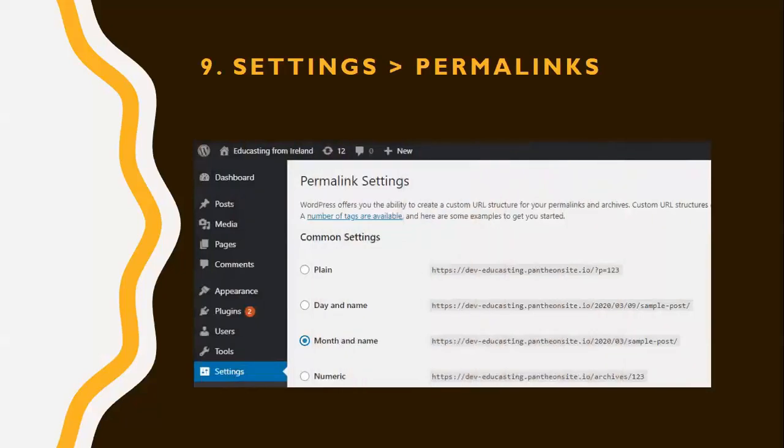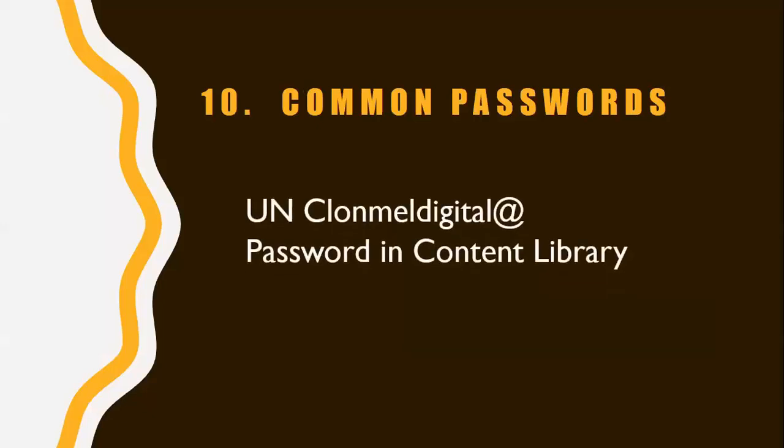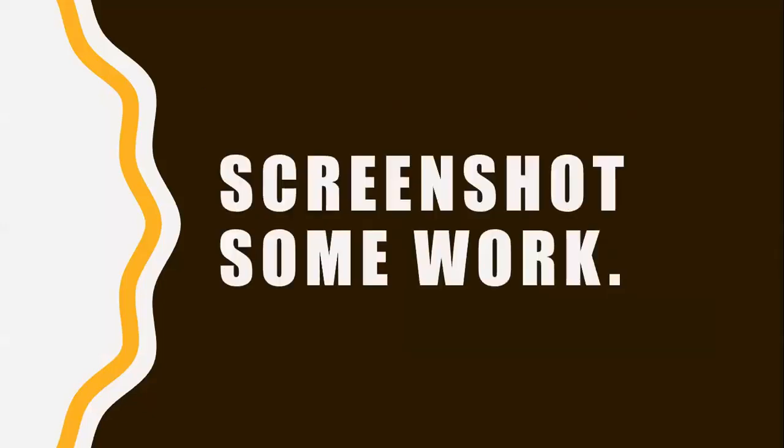Setting permalinks is where you go on WordPress, or for a structure that has the year, the month, and the title of the post. Common passwords are being used to get in and out. They're in the content library. Throughout the process of doing this migration, please take some screenshots of what you're doing. Use the screenshots to help you document the work you've done.